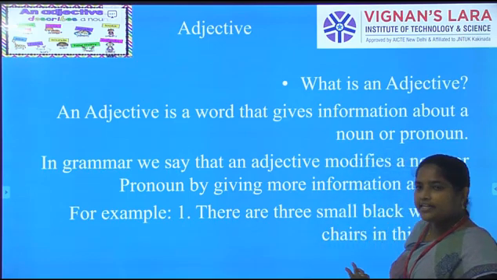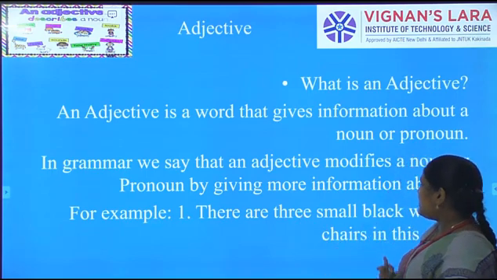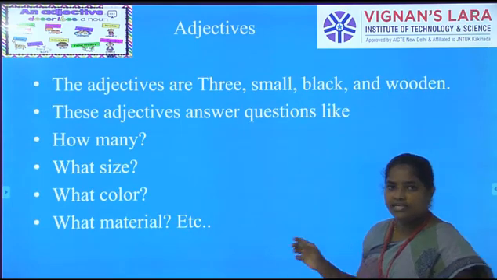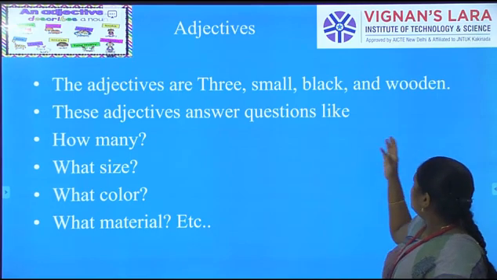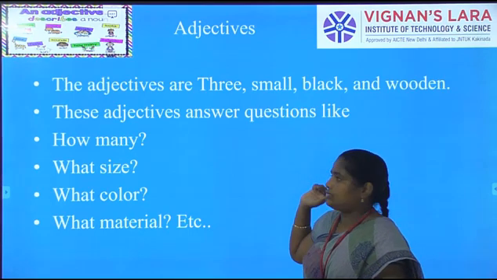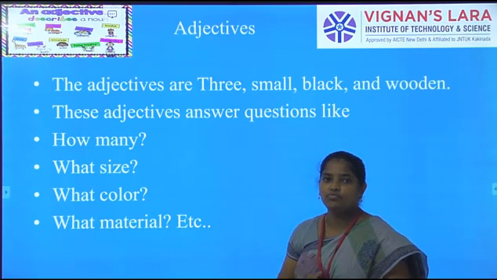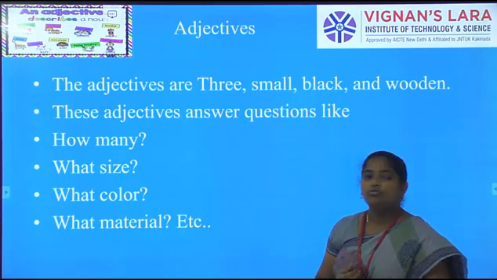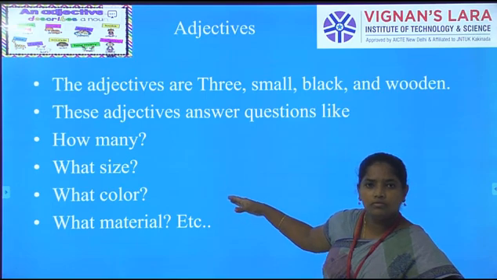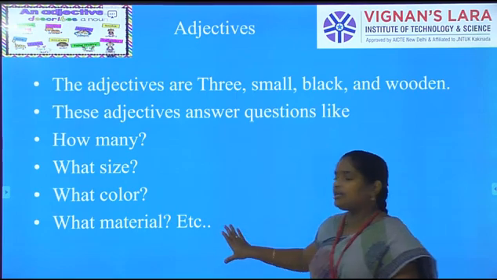Here, chair is a noun. In this sentence, what are the adjectives? The adjectives are 3, small, black and wooden. These all come under adjectives. These adjectives answer questions like how many chairs, what size, what color, what material the chair is made of, and so on.